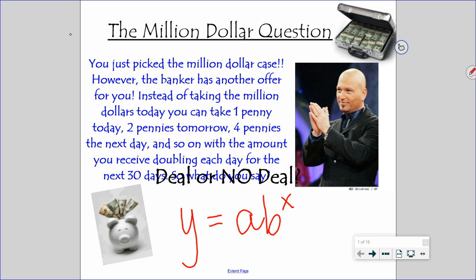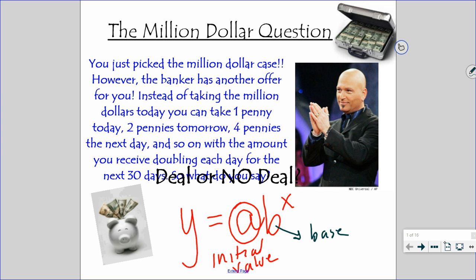Right? So any exponential function, y equals a times b to the x. A is considered your initial value. So that's where I would have put the penny in there, 0.01. B, and we're going to have different looking B's, right? But B is your base. Sometimes we're going to call it our growth or decay factor.